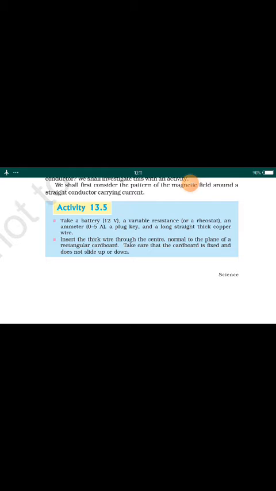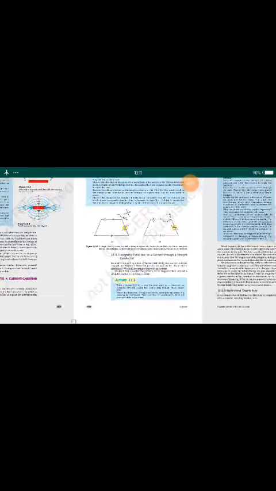Here, Activity 13.5. Take a battery of 12 volt, a variable resistance or a rheostat, an ammeter 0 to 5 ampere, a plug key and a long straight thick copper wire. Insert the thick wire through the center, normal to the plane of a rectangular cardboard. Take care that the cardboard is fixed and does not slide up or down. कार्डबोर्ड जो है वो स्ट्रेट रहना चाहिए.